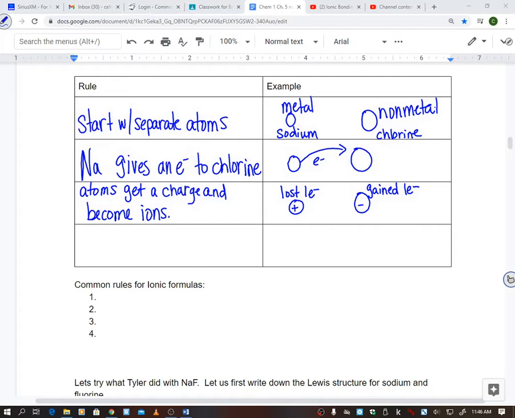It was chlorine before this happened. As soon as this happens, it becomes chloride. It is now chloride. Sodium does not become sodide or anything like that. The positive never changes. The positive ion, its name stays the same. Now the negative ion, we will change the ending to -ide. So when you're saying them, that's where we get carbon monoxide, carbon dioxide, all that good stuff.